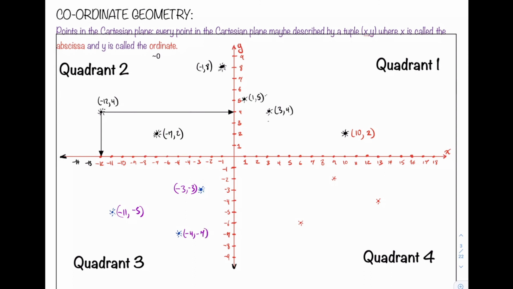And then we jump over to our fourth quadrant, where we have 9, -2, 6, -6, and 13, -4. All right. And that's really it for identifying points in the Cartesian plane.